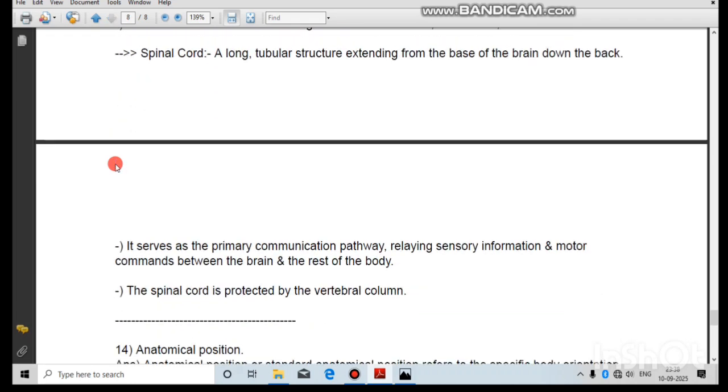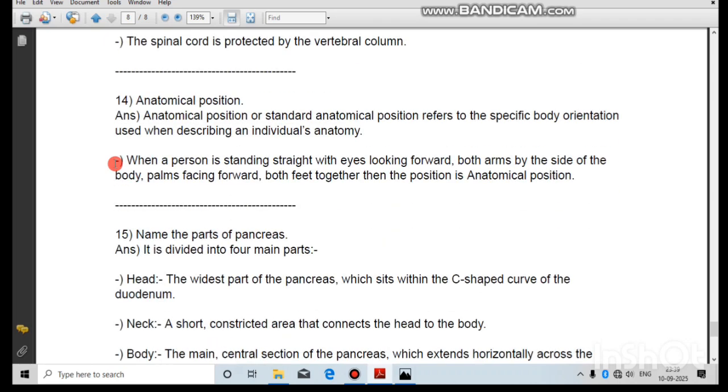The next question here is anatomical position. First you have to describe the anatomical position, what it is. It is a standard anatomical position. It refers to the specific body orientation used when describing an individual's anatomy. Now, how exactly should the anatomical position be?